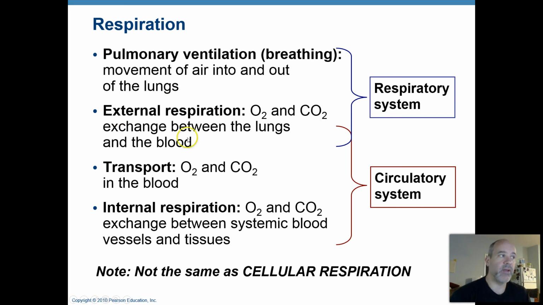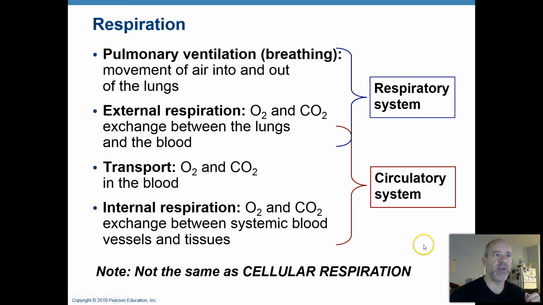All right, then our third step is you've got to transport O2 and CO2 through the blood. So transport is an important aspect of these processes. And then you have internal respiration. This is where the O2 moves out of the systemic capillaries and into the tissue fluid so that the cells in those tissues can take up the O2. And the blood has to pick up the CO2 wastes that have been generated by cells due to cellular respiration. That's called internal respiration.